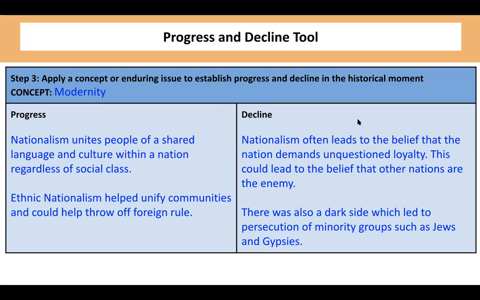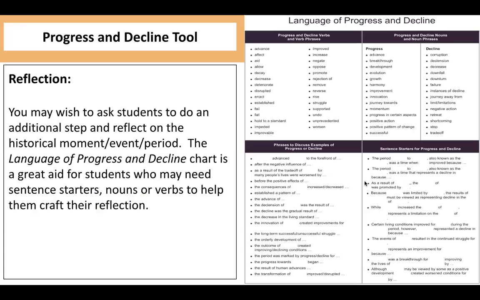Well, one of the things that we ask students to do here is this next step of reflection, right? If you're asked to do this next step of reflection, the language of progress and decline is going to be a great help to you. This could be found in the historical tool set your teacher may give you, or you could just pause this screen and look at the chart itself. This chart will give you nouns and verbs that could really help you have the language when you're discussing progress and decline.